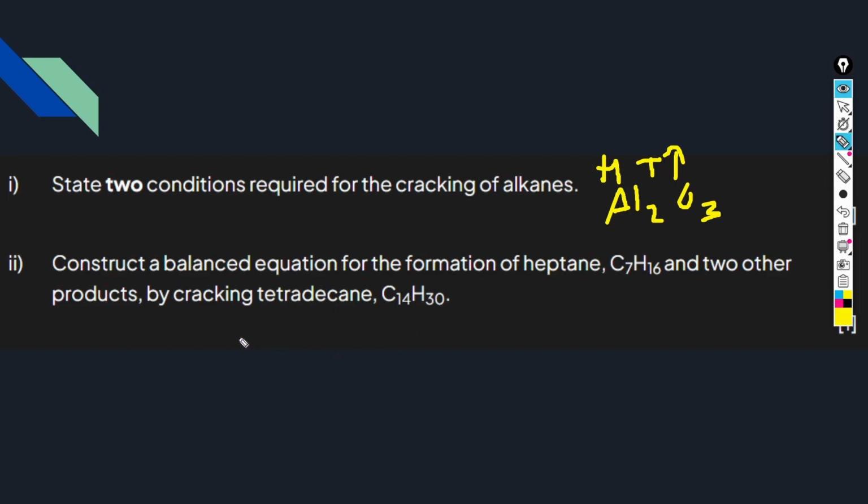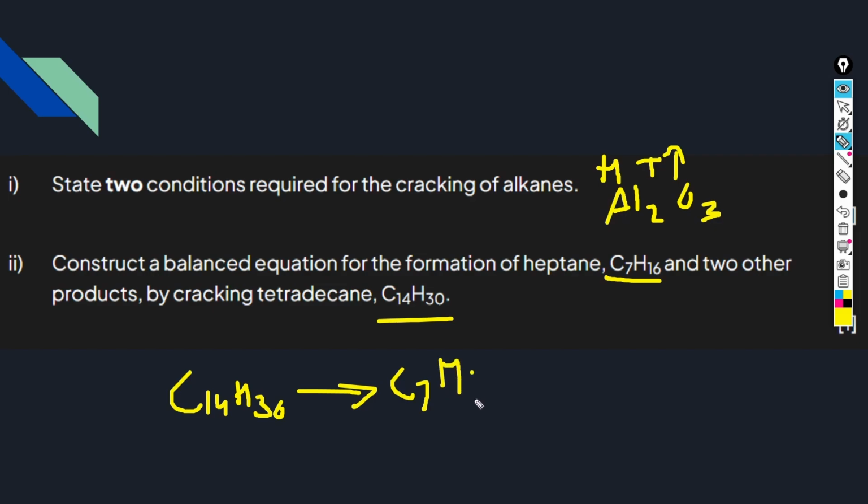So let us look at this. We know C7H16 is formed. This is an alkene, and this is also an alkene. So C14H30 forms C7H16. So we have 7 carbons left, and we also have 14 hydrogens left, right? So it's 14 minus 7 is 7 carbons and 14 hydrogens. So what can we form over here?